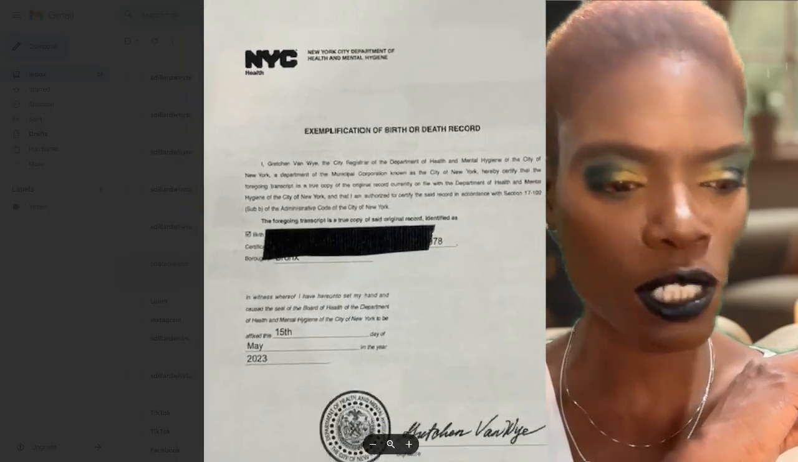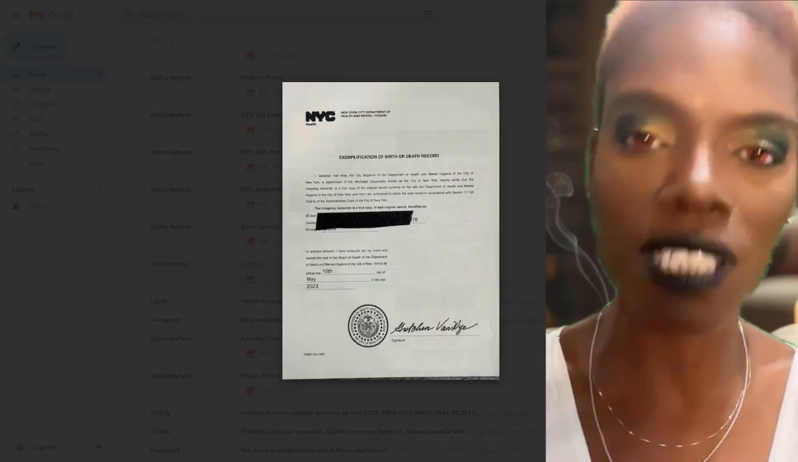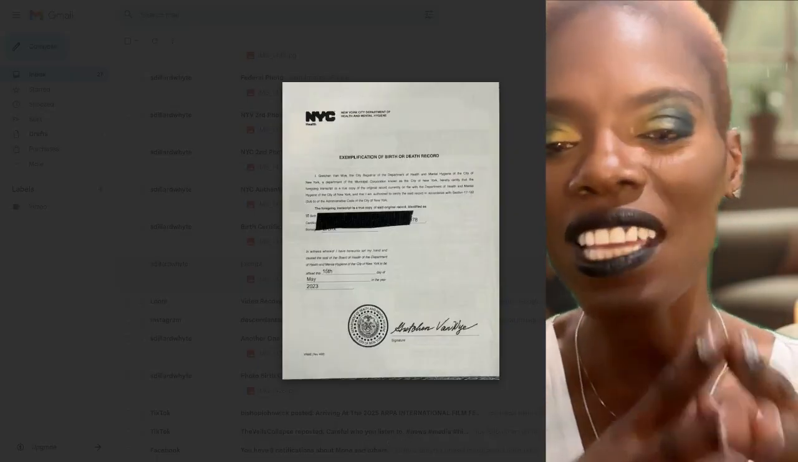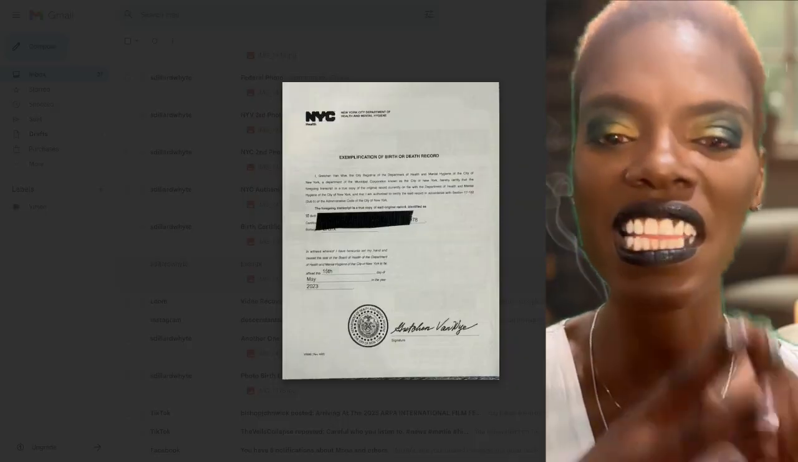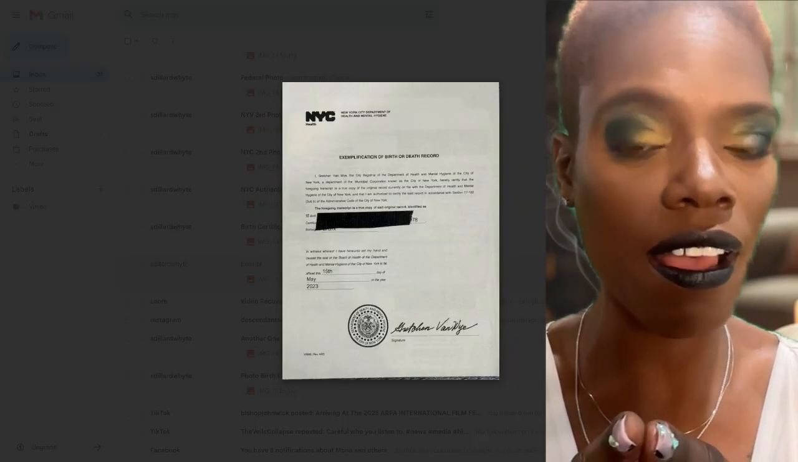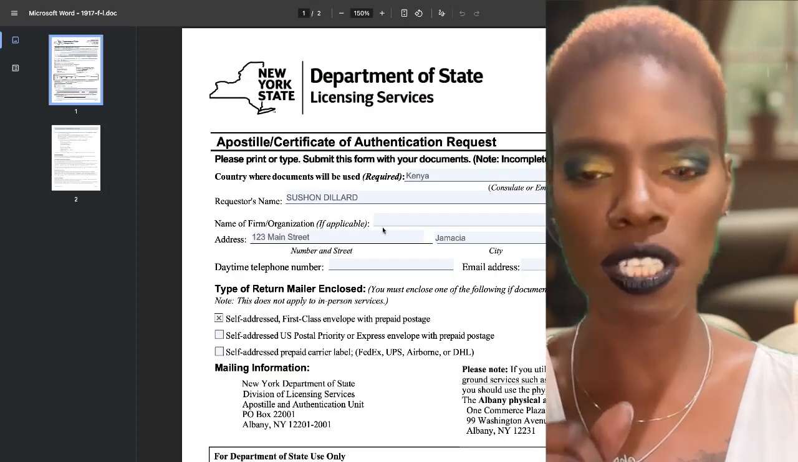This is the first level of authentication, very first level on the county level. So automatically, this letter authenticates your birth certificate. You would take this birth certificate along with this letter of authentication from the county level. We'll go back to the application.